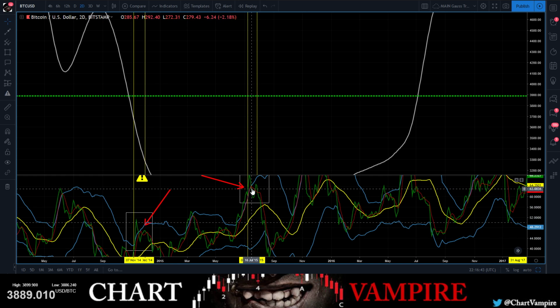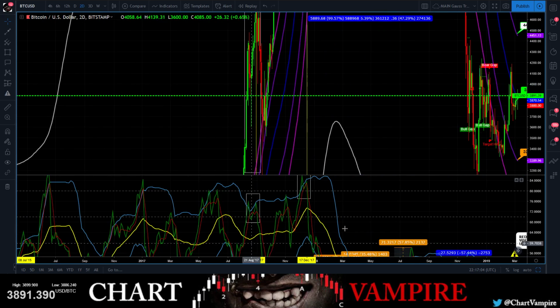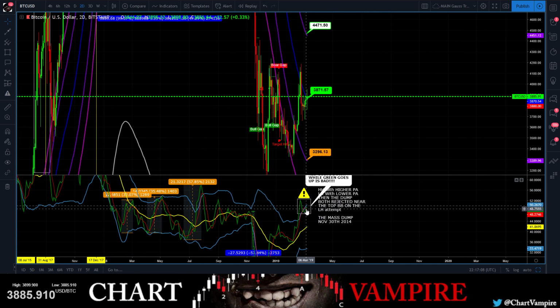You've got to watch that when the red line starts to go down, which is your lagging indicator, and your green line, your price action, goes up. It gets really, really sketchy right there. Kind of like a first warning sign. So if you go back on the TDI and look at that, that does not happen very often. And that baby's full on rolled over.